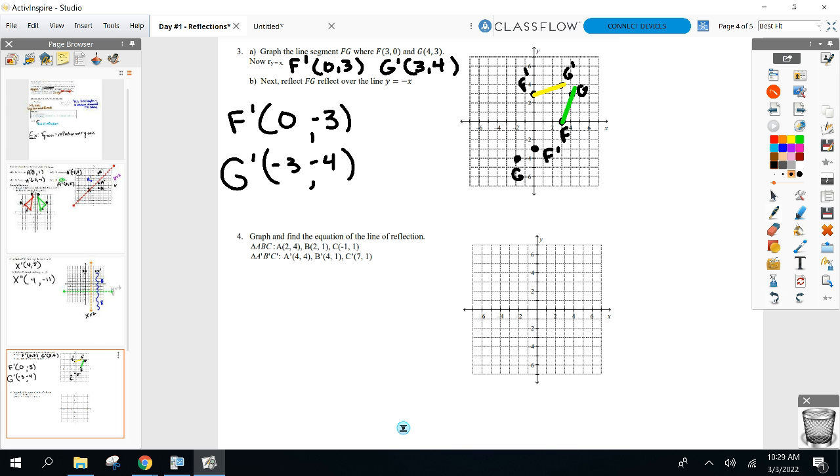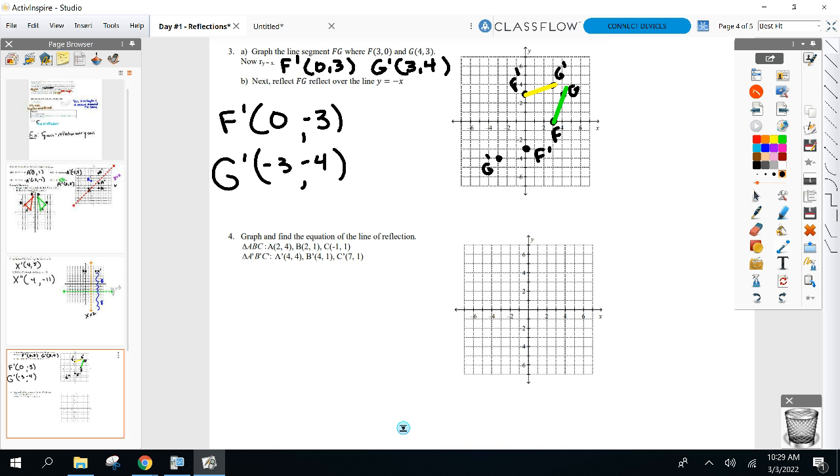Nope, sorry, I graphed that wrong. There we go. There it is. Last time: Y equals X, you flip them. Y equals -X, flip them and change their sign. And that'll be it. Those are the only two rules I'll give you.